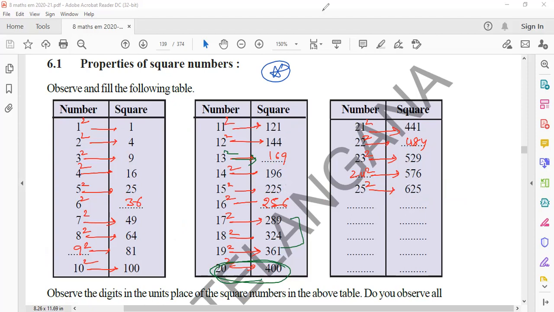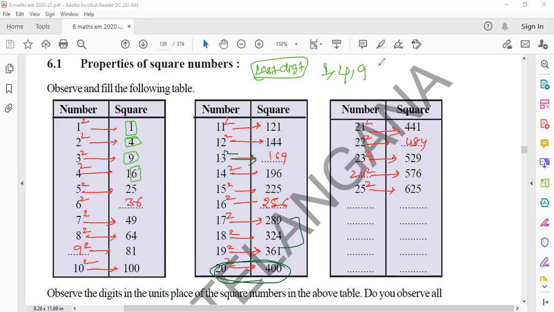One more interesting point I'm trying to say at this moment: when you are doing the square of a number, what is the unit digit, the last digit, how much? 1, I can write here. What value did we get? Last digit. What are you going to get? Last digits: 1. Next 4. Next 9. Next what? 16. Last digit. Don't say it is a digit, it is a number. 6 is a digit.